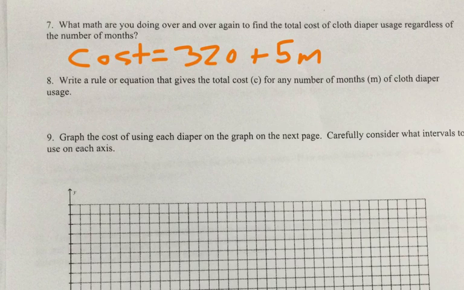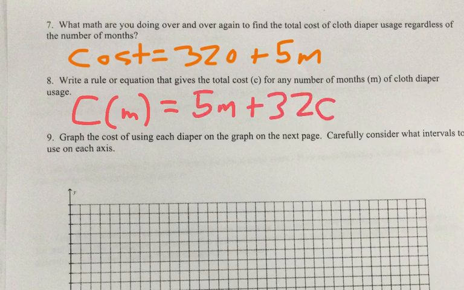8, write a rule or equation that gives the total cost for any number of months of cloth diaper usage. So now we're just going to write our function rule again. My dependent variable is the cost. My independent variable is the number of months. And we're really just going to rewrite what we have above it. I'm going to put 5M plus 320. If you wrote 320 plus 5M, you're not wrong. But what have I turned mine into?